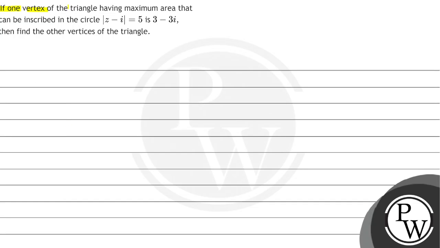Let us read the question first. If one vertex of the triangle having maximum area that can be inscribed in the circle |z - i| = 5 is 3 - 3i, then find the other vertices of the triangle. So first of all we'll write the key concept here.